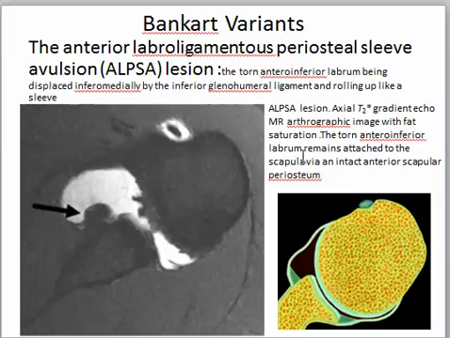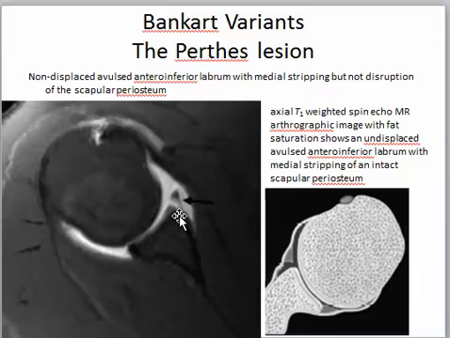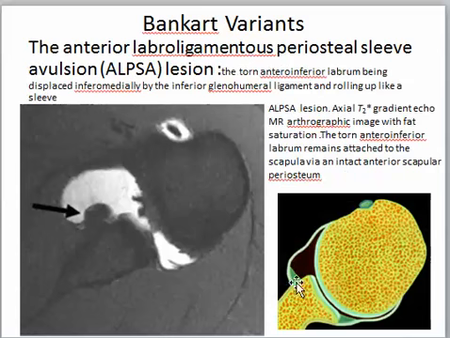The torn anterior-inferior labrum remains attached but displaced. So if it is displaced, it is called anterior labral periosteal sleeve avulsion, and if it is not displaced, it's called Perthes injury. And both are involving the anterior labrum. Anterior labrum in its place, no displacement, is Perthes. Anterior labrum with displacement, that means periosteum is avulsed, is called the anterior labral periosteal sleeve avulsion.